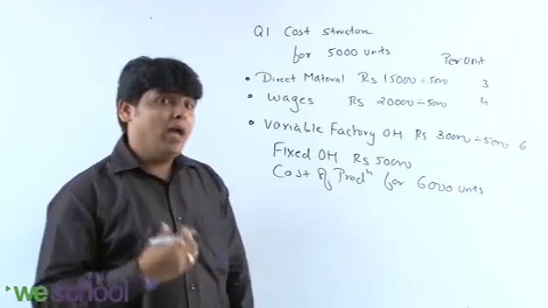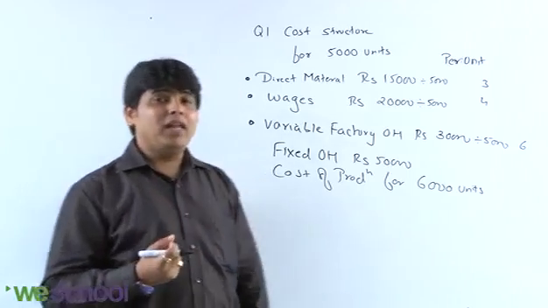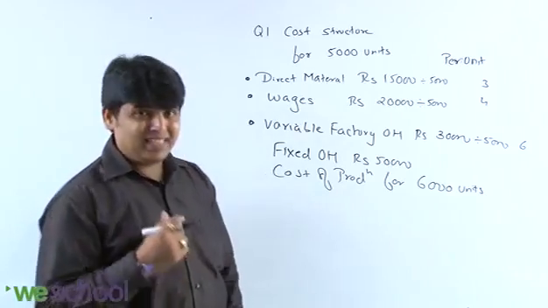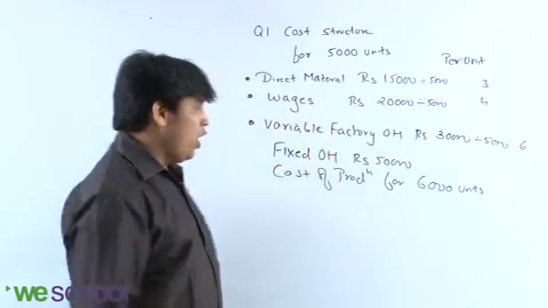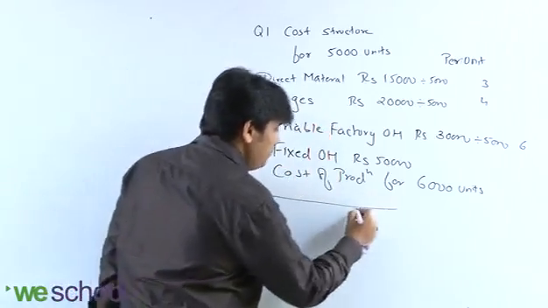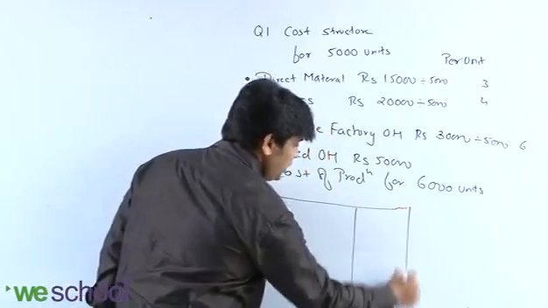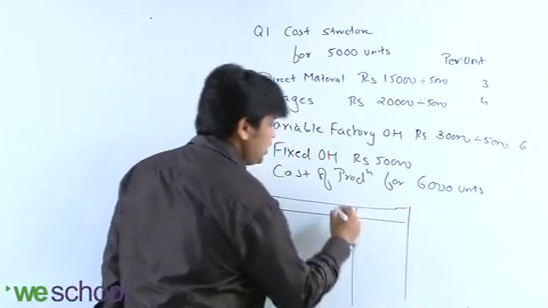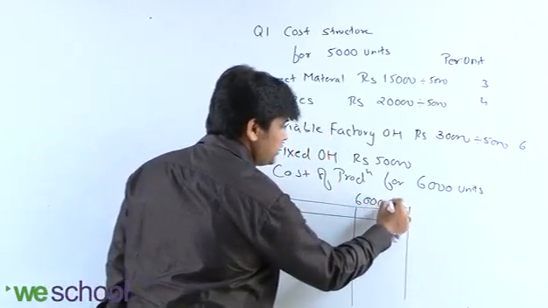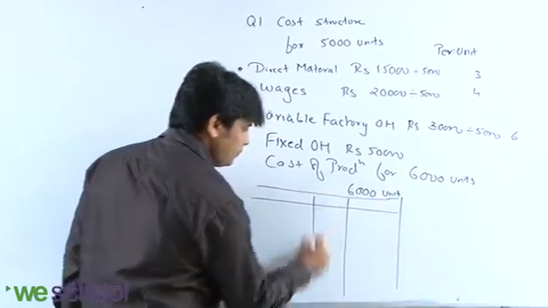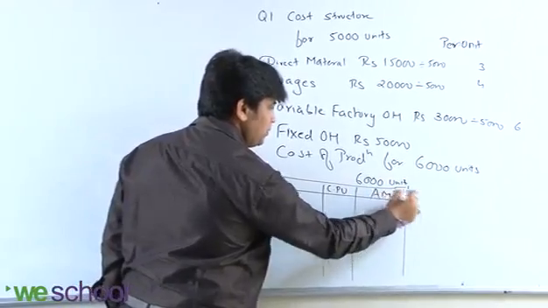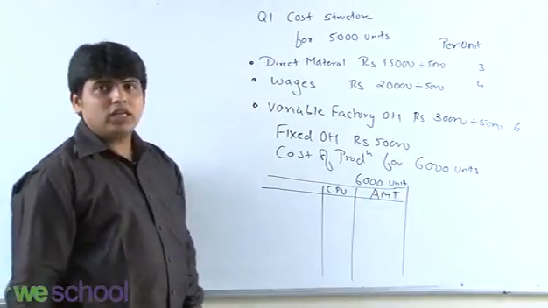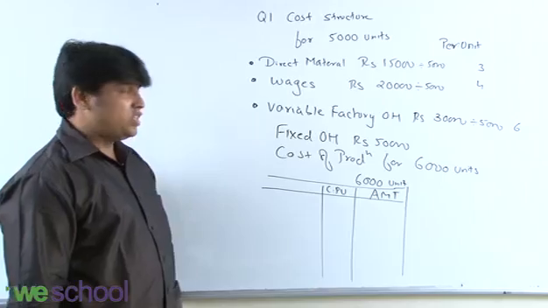Now I am using that feature of variable expense. That feature of variable expense says that per unit cost will remain the same. Now with the help of that, I will make a cost structure for 6,000 units, taking CPU and amount.